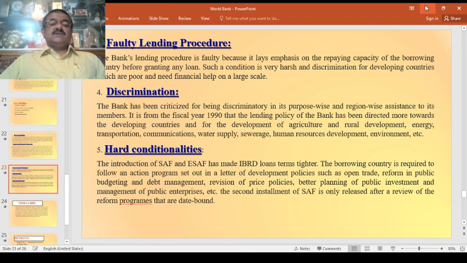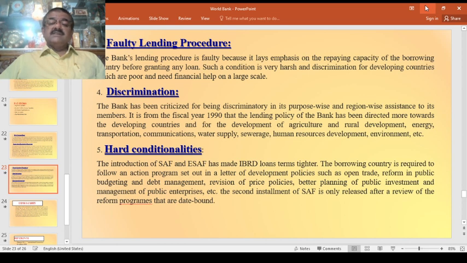It is from the fiscal year 1990 that the lending policy of the bank has been directed more towards the developing countries and for the development of agriculture and rural development, energy, transportation, communications, water supplies, sewerage, human resources development, environment, etc.